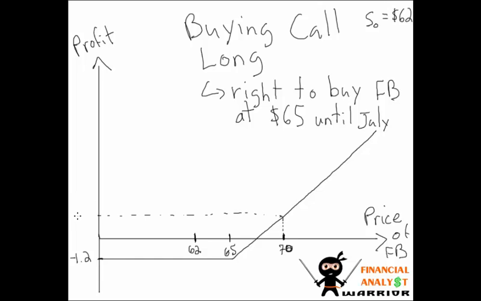This corresponds to $3.80. That's how much profit I make. And you can see from the shape of the graph that my profit is really unlimited. Obviously, the stock price won't necessarily go to $1,000, where I can make 1,000 minus 65 minus $1.20. But in theory, it's unlimited profit.